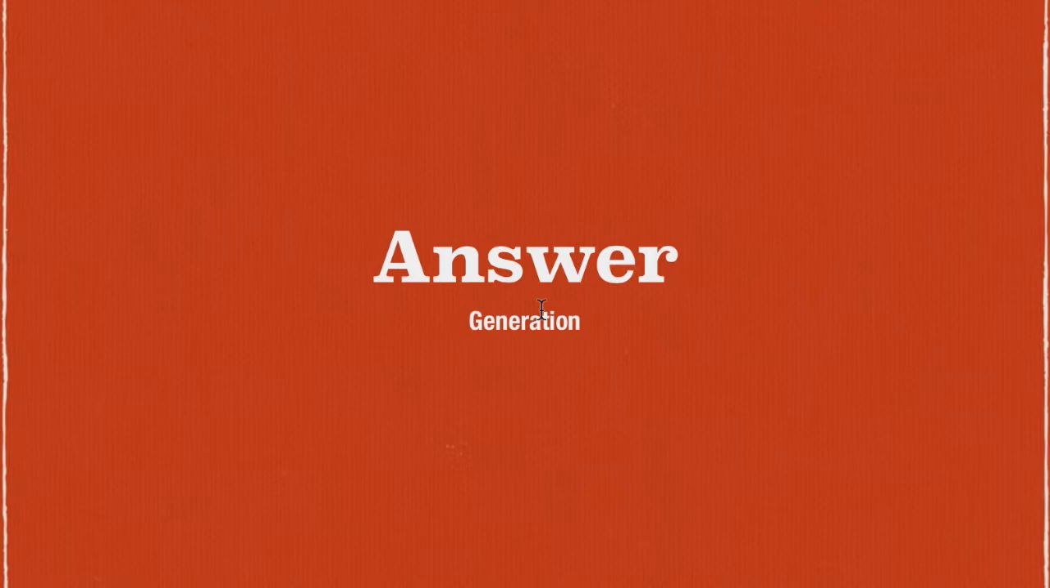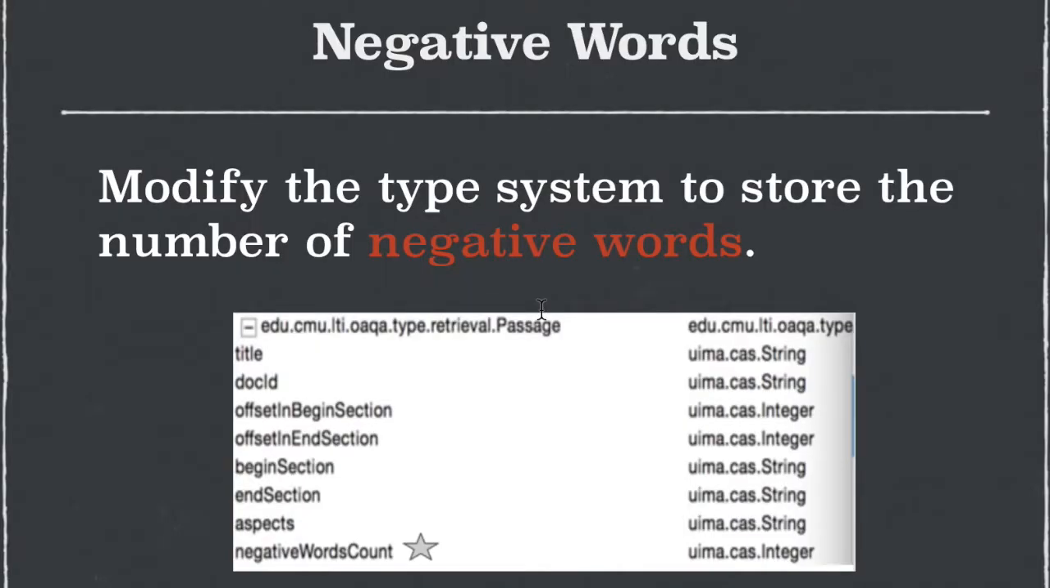Okay, let's move to the last part and also the most exciting part, answer generation. After so many steps, we can eventually generate an exact answer of yes or no, as mentioned before. To complete this task, we modify the type system to store the number of negative words.